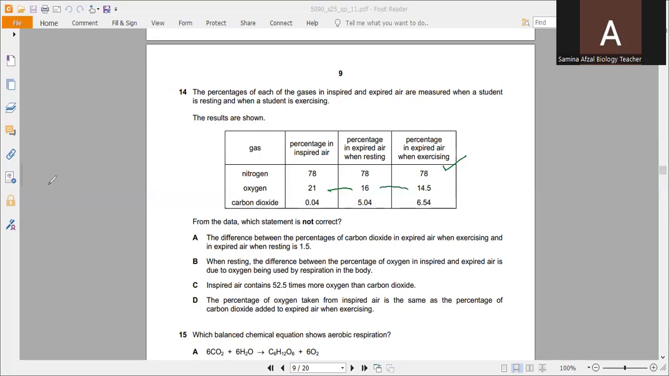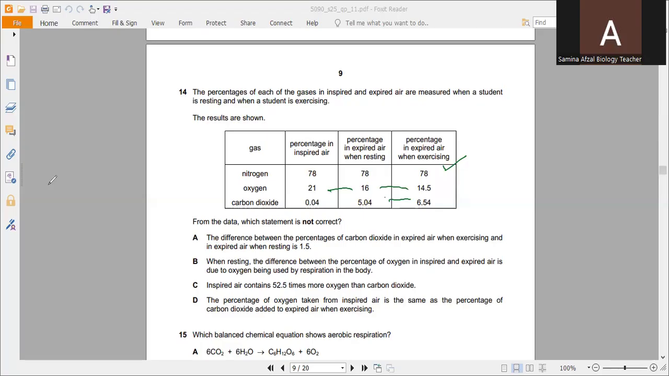The percentage in expired air when exercising becomes 14.5. Carbon dioxide in inspired air is 0.04, but when it is expired, the body exhales carbon dioxide, so its percentage is increased in expired air, which is 6.54%. So we will move from the data. Which statement is not correct?